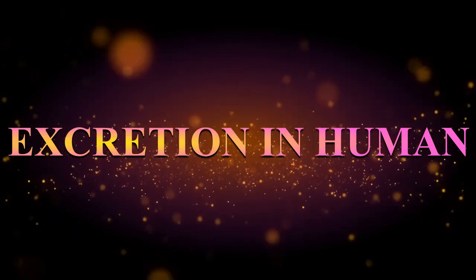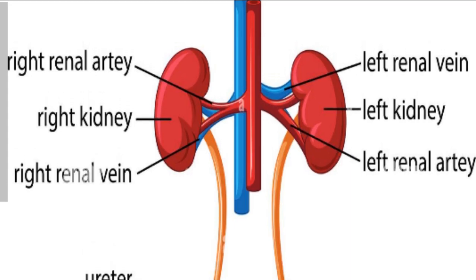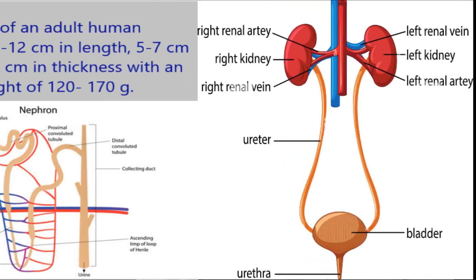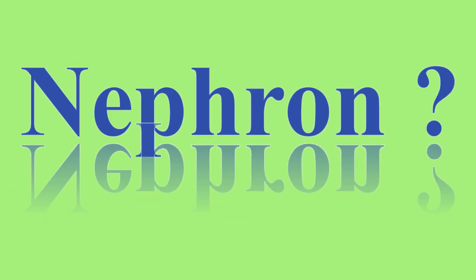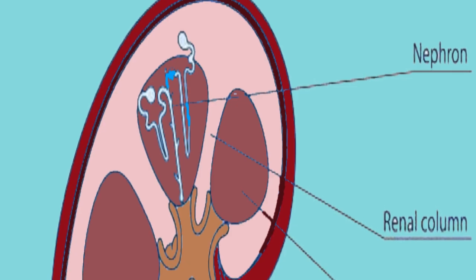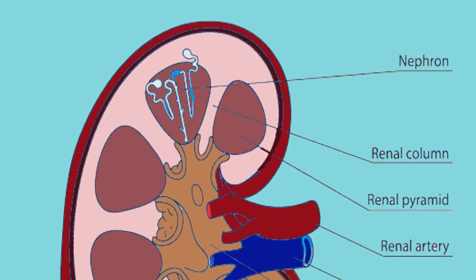Excretion in humans. The main excretory organ in humans is the kidney. Two bean-shaped reddish organs located in the lower back on both sides of the spine. Each kidney contains around 1 million nephrons, the tiny structural and functional units of the kidneys.